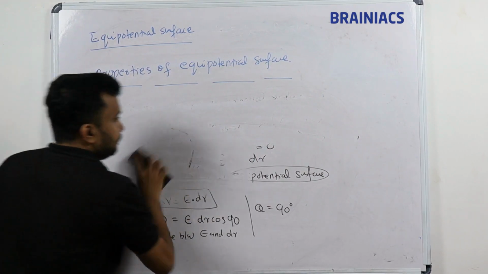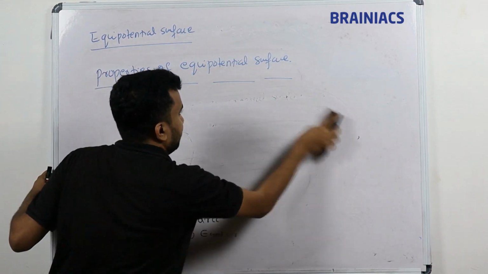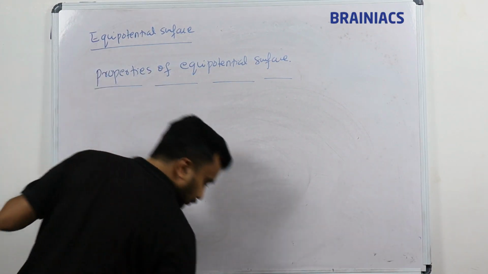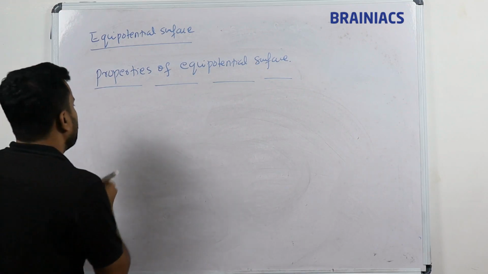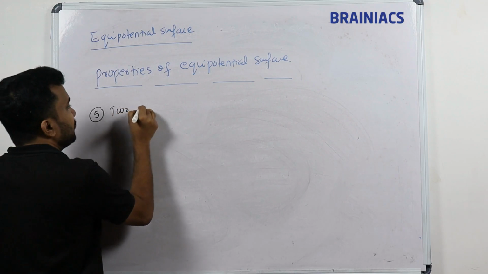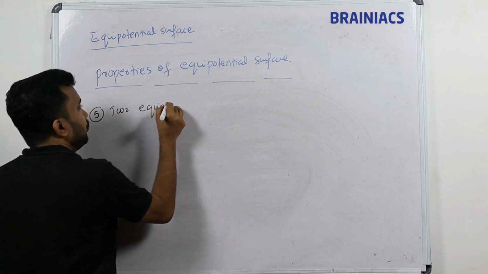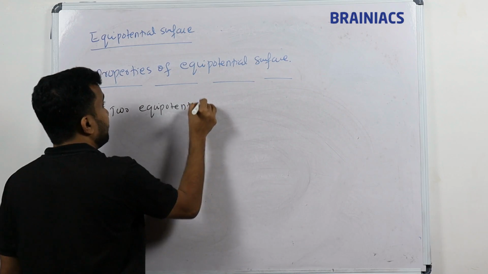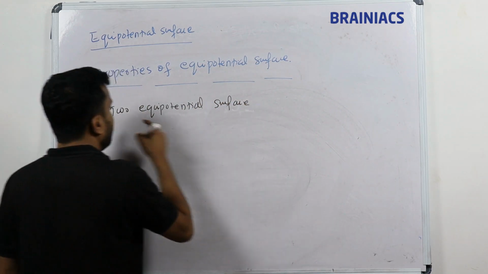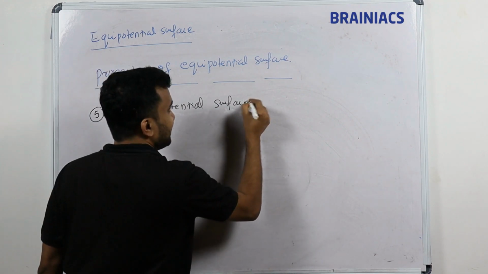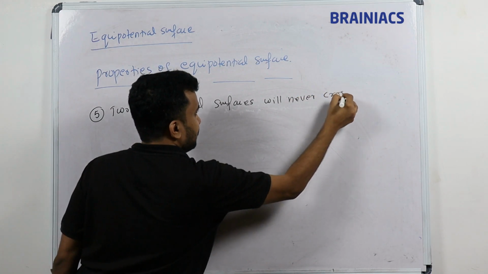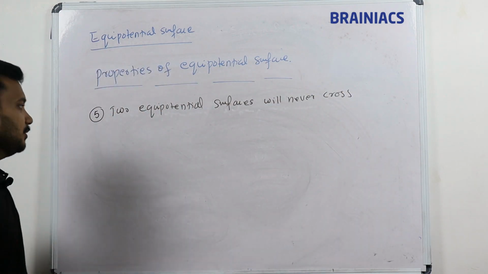So the 5th point is saying, two equipotential surfaces will never cross. These properties are all important while we are doing numerical questions. Two equipotential surfaces will never cross.